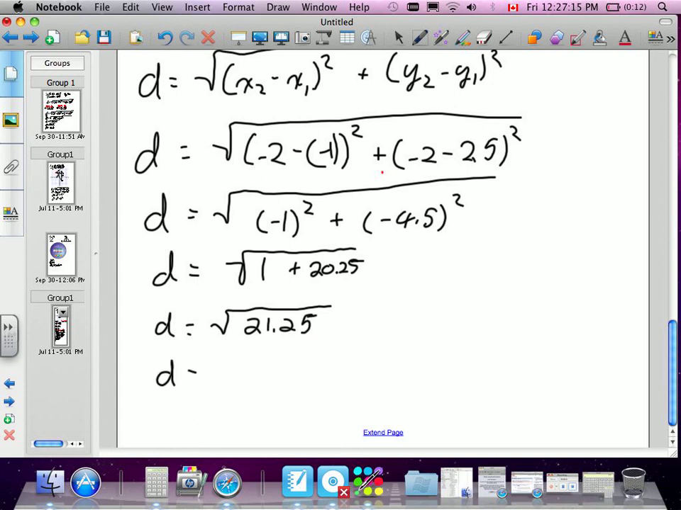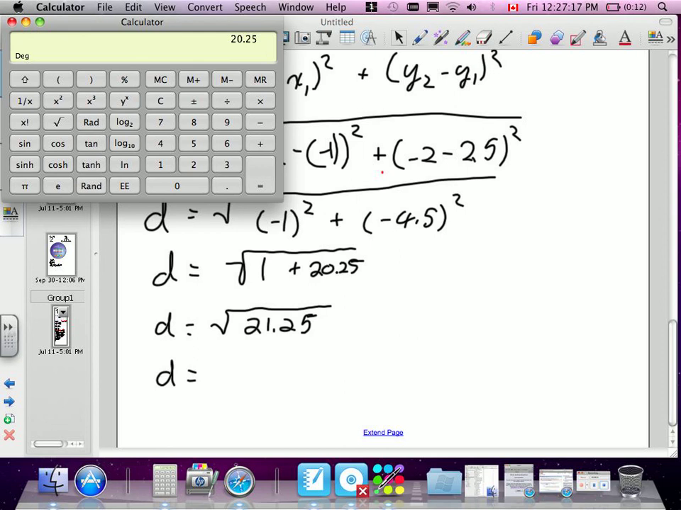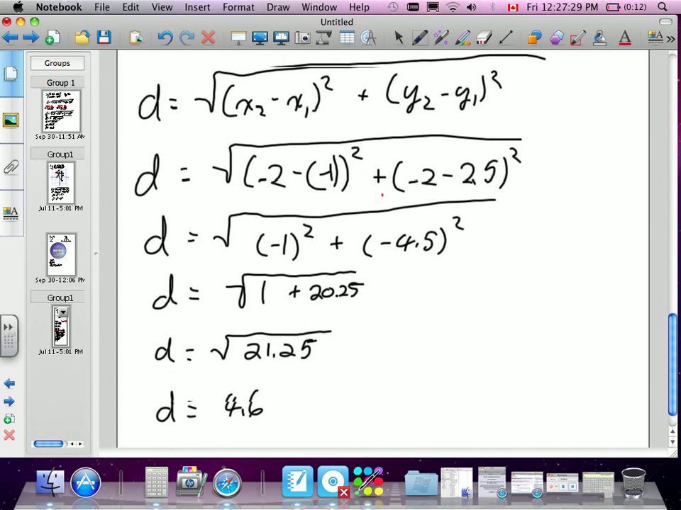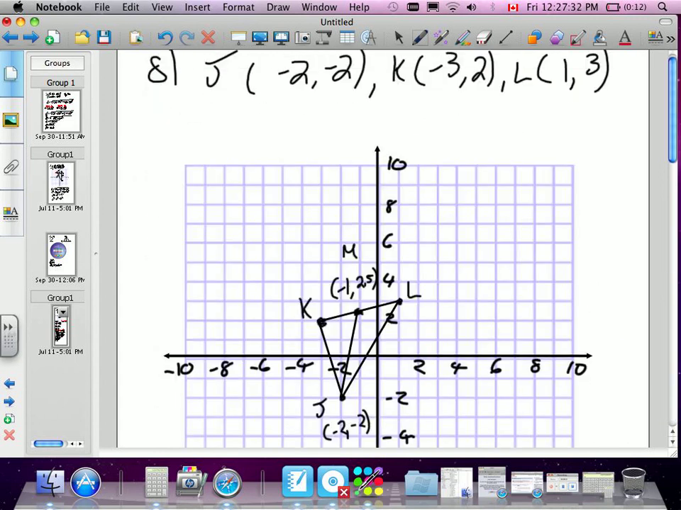D is equal to... Is that what it is? 4.6. Beautiful. See, that's what I was thinking. Can I write it before? No. That wouldn't even be properly rounding. Okay. So the distance of our median is 4.6. They haven't given us any unit of measurement, so we're just going to call it units. Okay? 4.6 units.